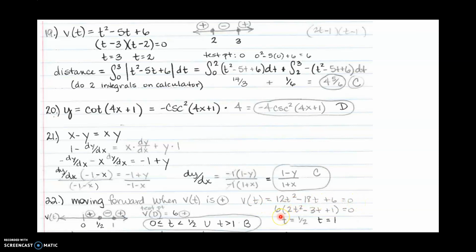So I took out the greatest common factor of 6, and then I just threw this in my quadratic or factored it by hand, whichever you prefer. And I got t is equal to 1/2 and t is equal to 1. So if they had said when is this at rest, 1/2 and 1.